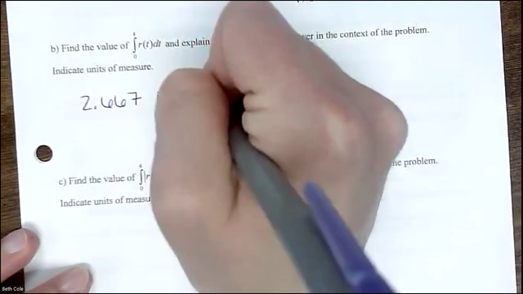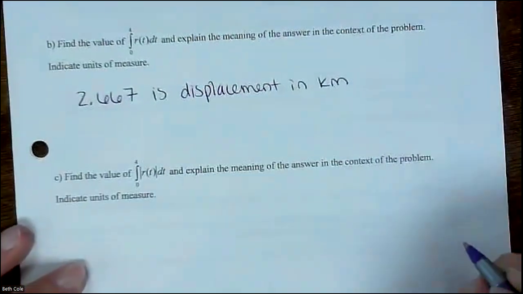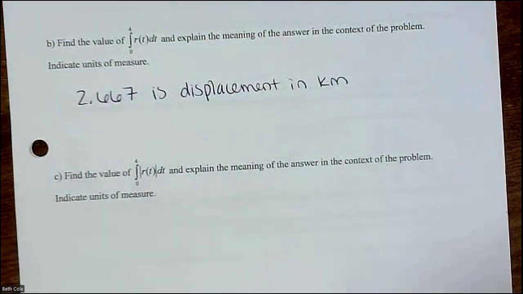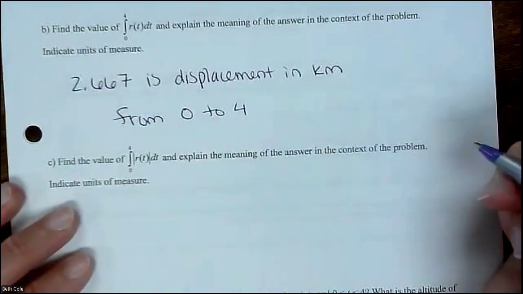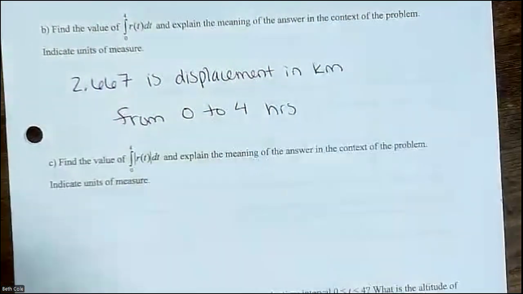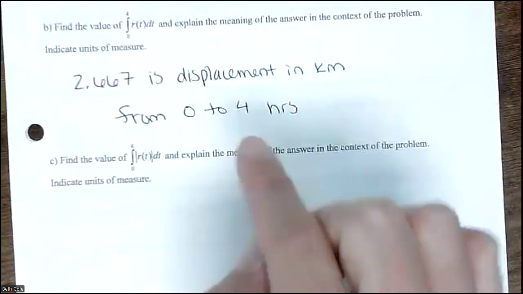2.667 is displacement in kilometers, and then you have to say one other thing or they won't give it to you. What's the other thing we got to mention? Good. You always have to mention the time. So from 0 to 4, and what were our time units? Hours. That's like with all the other things we were doing. Particle speed is increasing at time 3. Wasn't that what it was on your last test? Like at time 3 or whatever. That's like saying the at time 3. You're saying from 0 to 4 hours.